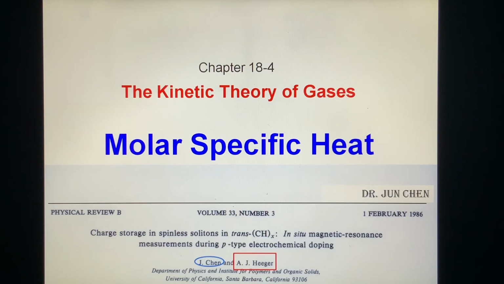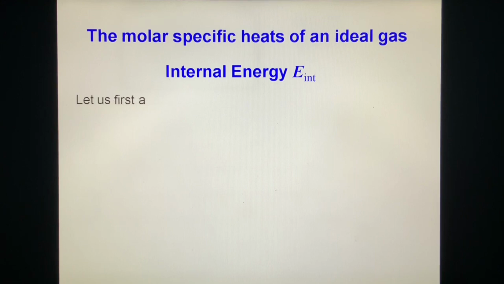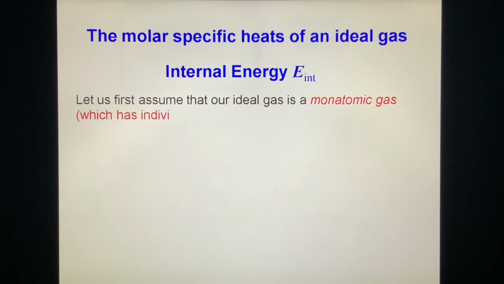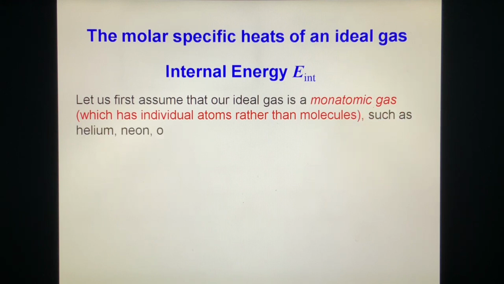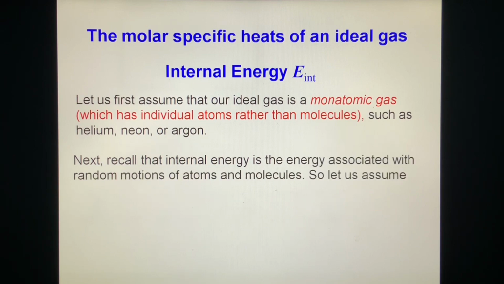Molar specific heat. The molar specific heat of an ideal gas. Internal energy E internal. Let's first assume that our ideal gas is a monoatomic gas, which has individual atoms rather than molecules, such as helium, neon, or argon. Next, recall that internal energy is the energy associated with random motion of atoms and molecules.